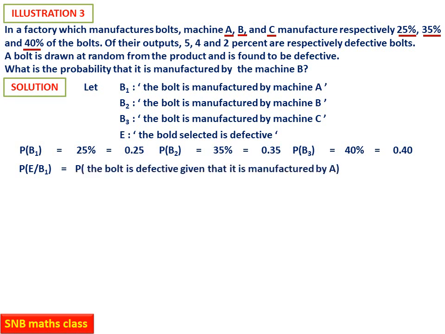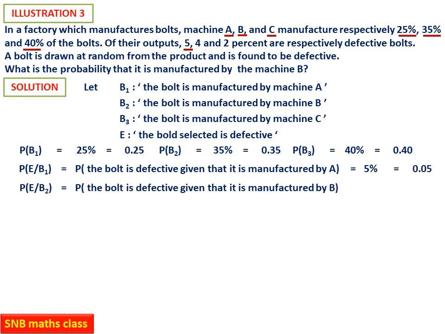Probability that the bolt is defective given that it is manufactured by A. If you look at the problem, it is 5%, so 0.05. Similarly, probability E given B2, that means the probability the bolt is defective given that it is manufactured by B. You can look at the problem, it is 4%, therefore 0.04.